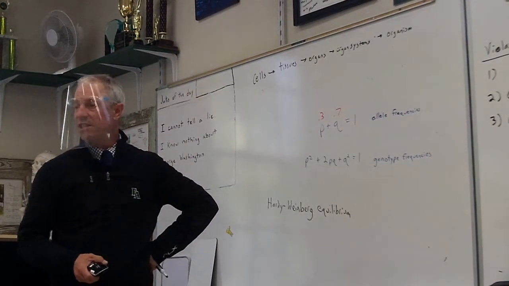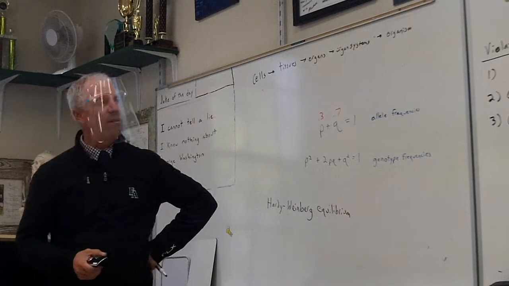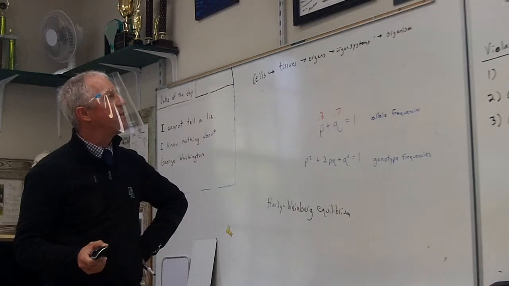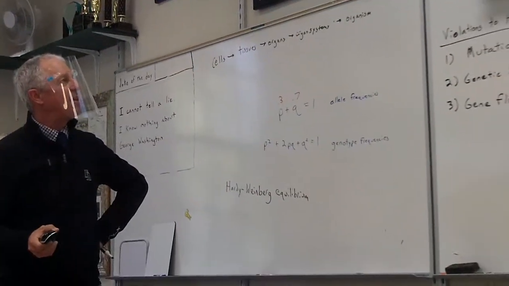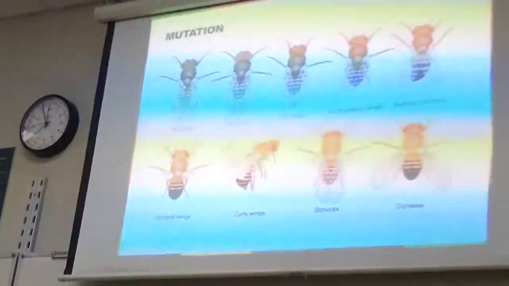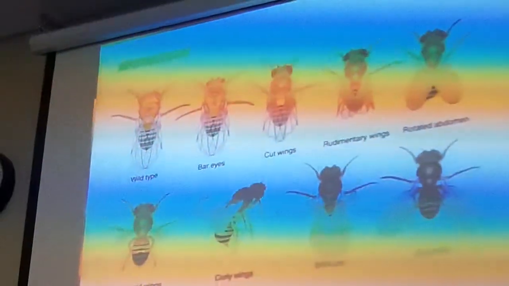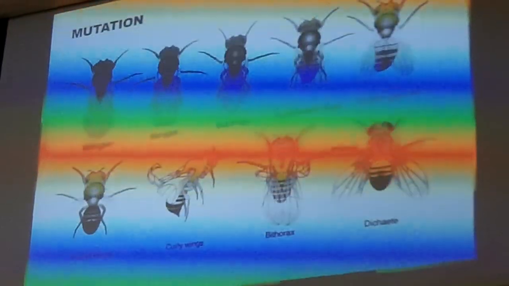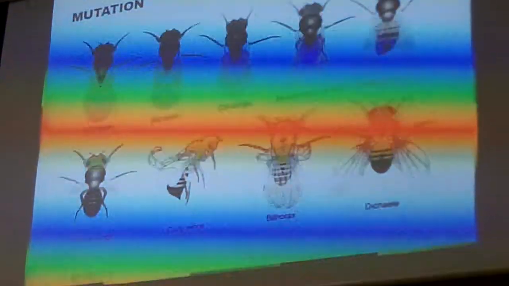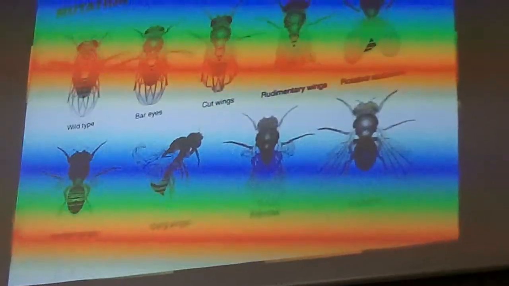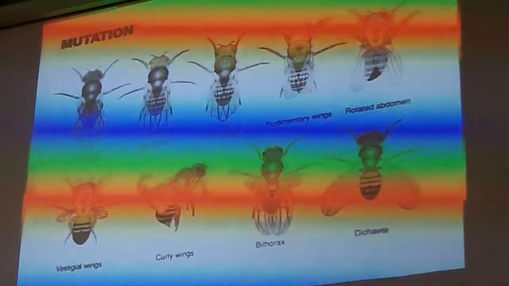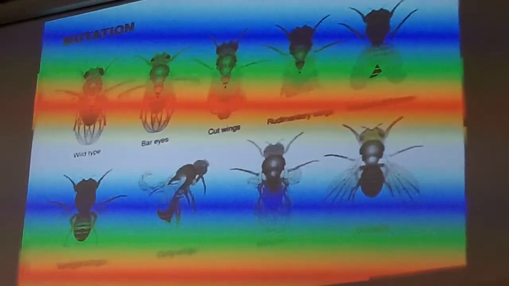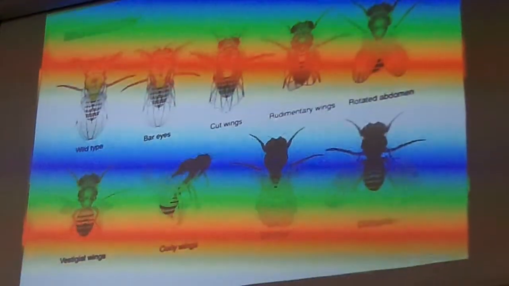Do you remember the fruit flies and the genetics problems that we did? There were a lot of those. So you can see all sorts of mutations. Wild type means the normal type that you find in the wild, the predominant type. That's what wild type means. Doesn't mean they're wild like they're crazy flies. But look, bar eyes, that's a mutation. Kind of the eyes are real thin, kind of bar shaped.